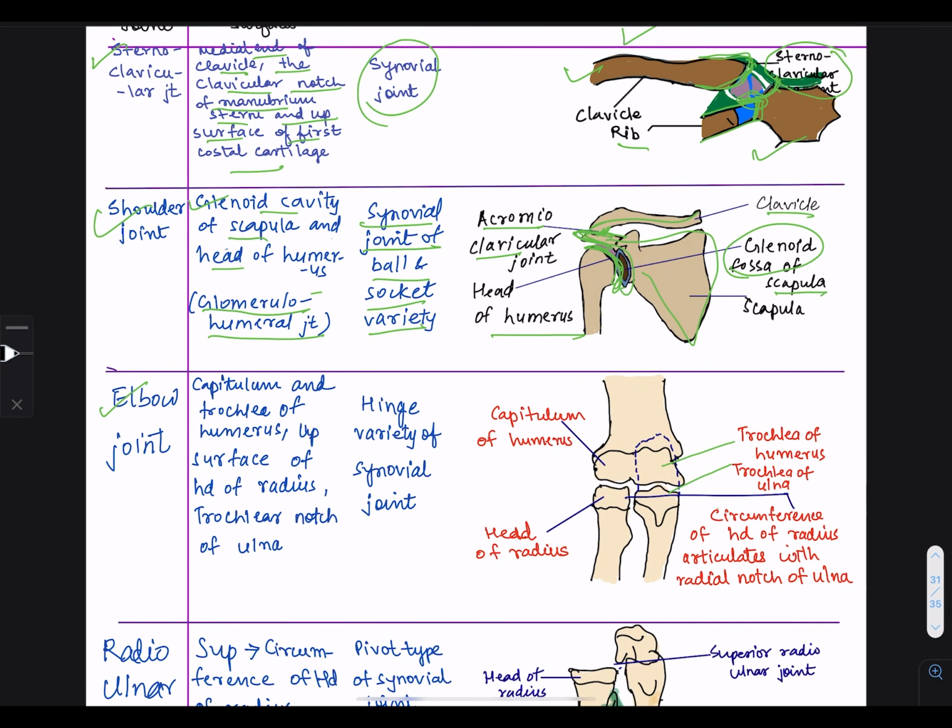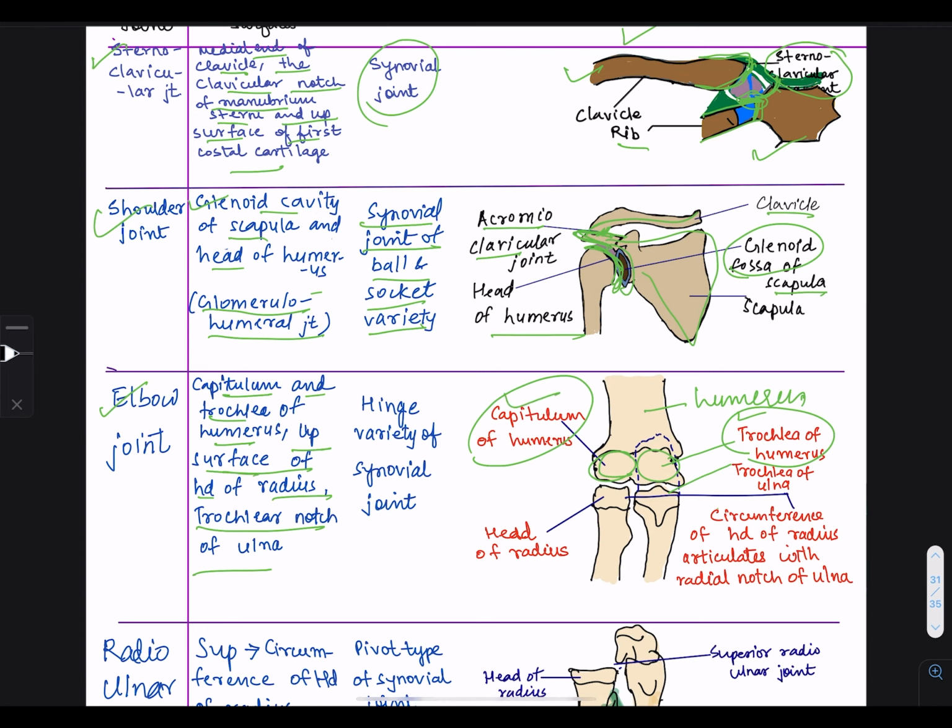Coming to the elbow joint, the articular surfaces are the capitulum and trochlea of humerus, the upper surface of the head of radius, and the trochlear notch of ulna. Let us see these things in the diagram. This bone is humerus, and this part is known as capitulum of humerus. This part is known as trochlea of humerus. These two form the upper part of the joint.